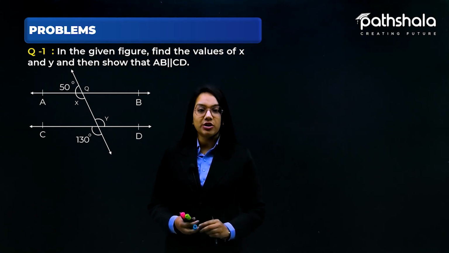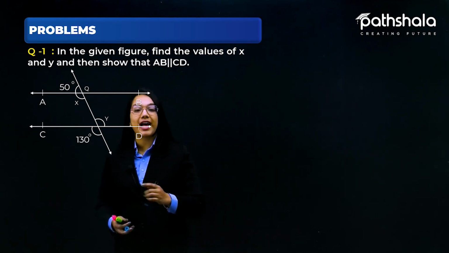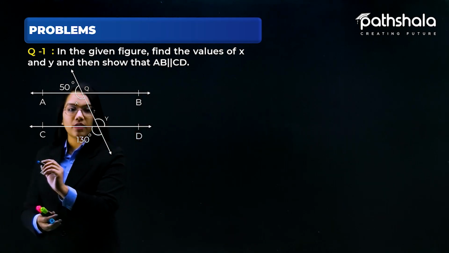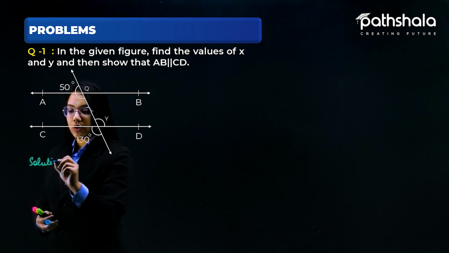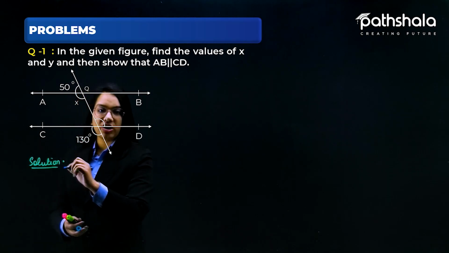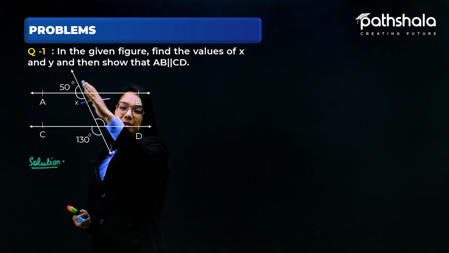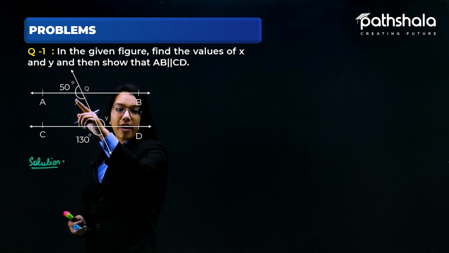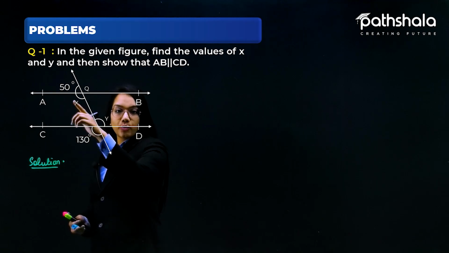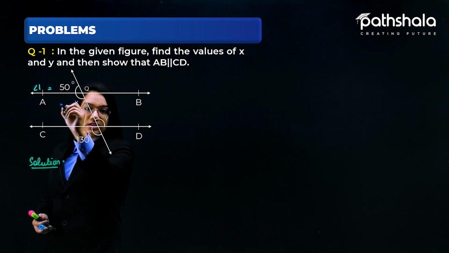Now let's show whether AB is parallel to CD, but before that we have to find the values of x and y. So let me start with the solution. I can see that this particular line is a transversal to the lines AB and CD. They are forming some angles over here and here as well. Let me call this angle, angle 1, and this one, angle 2.